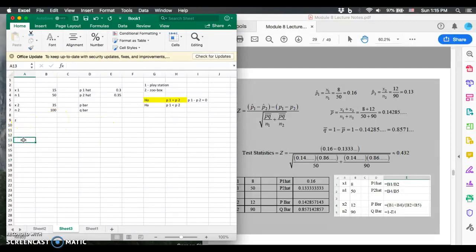So on the side, I'm just going to type up my z. z is going to equal P1 hat minus P2 hat over the square root of P bar times Q bar over N1 plus P bar times Q bar over N2.